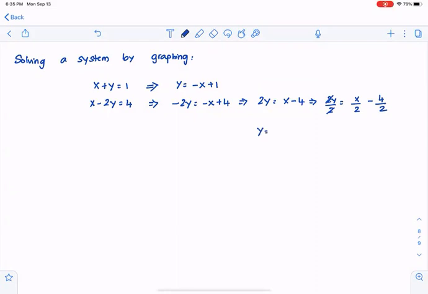So y would be equal to x over 2 minus 2. And you can see the moment I saw a fraction, I put it in parentheses. That is good practice. You have to rewrite it in the way we did if we are going to graph it to find the solution.